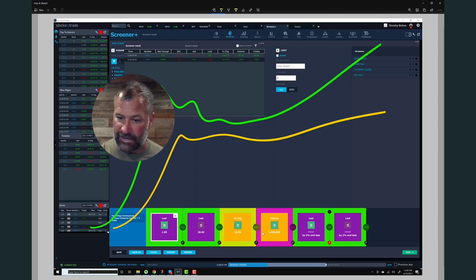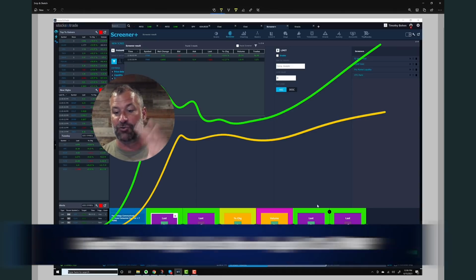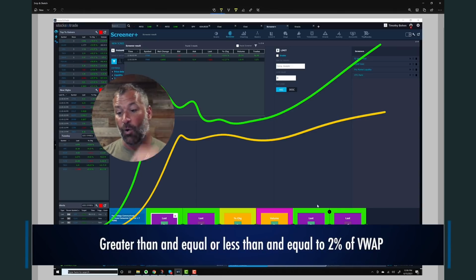Then next, and this is where I like to say the magic happens, okay? What I'm looking for is a stock that is greater than or equal to, or less than or equal to, VWAP by 2%. So that gives me like a 4% range, and it's giving me those stocks that I say are hugging VWAP.